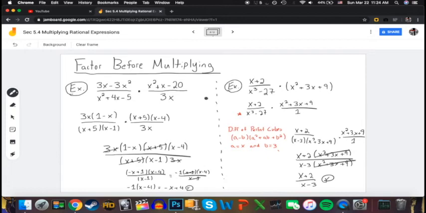So today's assignment is just going to deal with some more practice problems similar to these ones, and then on Tuesday we will go over how to divide rational expressions, and the process is going to be very similar to when you multiply them.